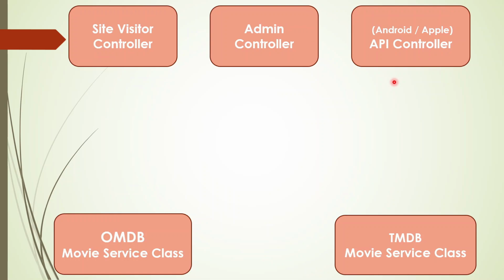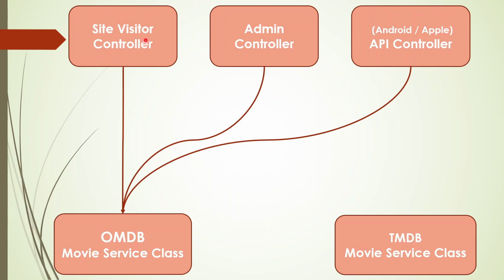Given the situation, your manager walks in and tells you, listen, today we're going to be using the OMDB website. We're going to use this class and hit their APIs to get the top movies. We go to the site visitor controller, we create an object of the OMDB class, and then we get the top movies using the methods that we've made. We do the same thing with the admin controller and the API controller.